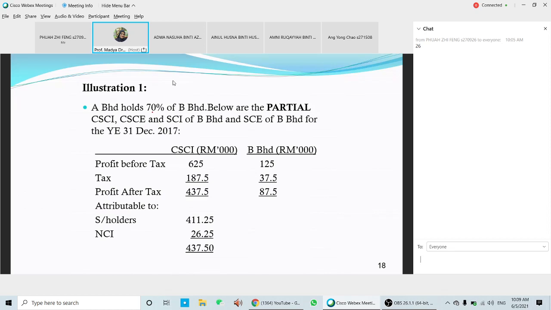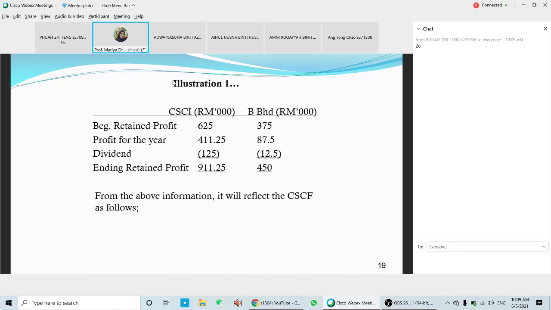So we said that A has 70% in B, so it means that NCI has another 30%. And then this is the statement of comprehensive income for both A and B. Okay, for A and B, we're going to have a profit after tax, and then this is the share of the NCI, 26.25. Okay, and then the other one you have B here. B here is a subsidiary, so B paid dividend 12.5. Okay, from this 12.5 here, this dividend is going to be received by the parent and also by the NCI.